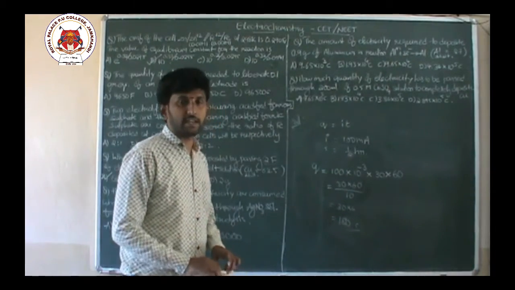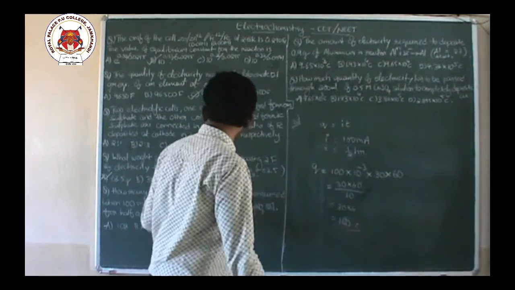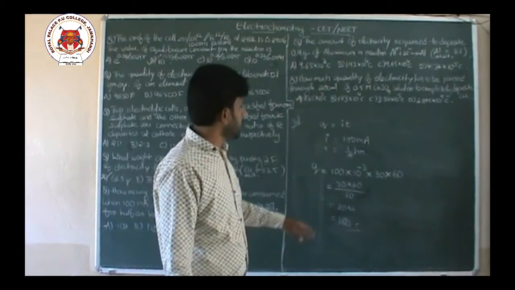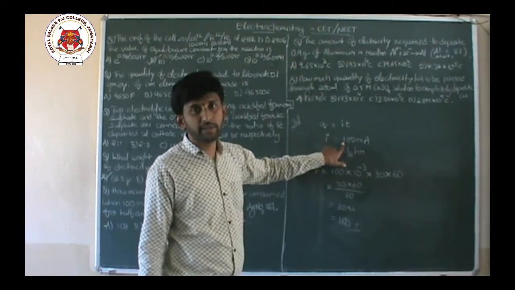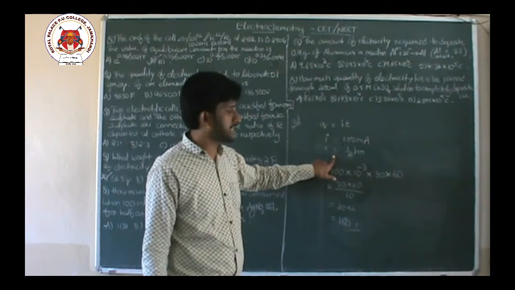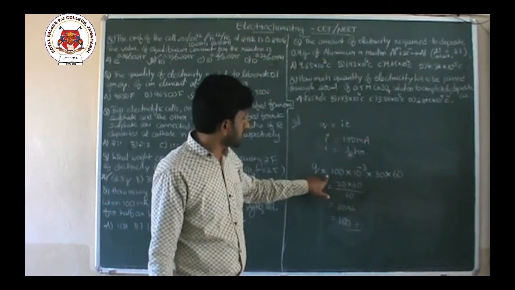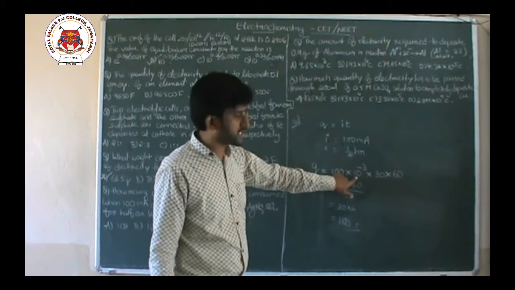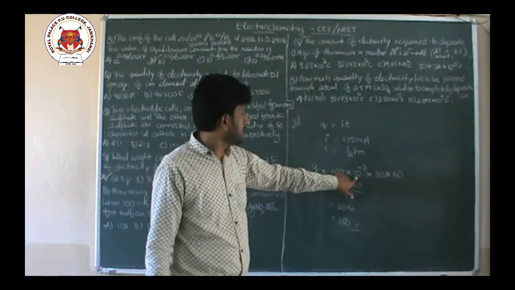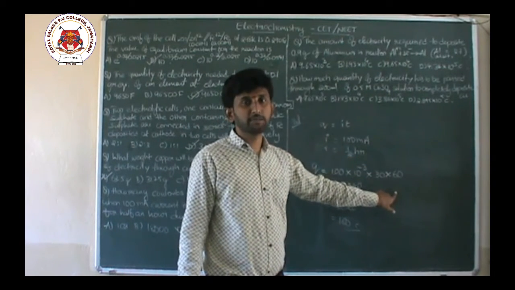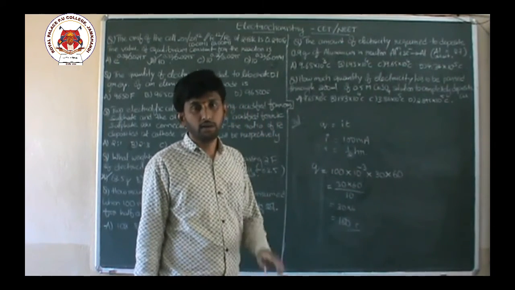So first thing is they are given current in milliamperes, time in half an hour, and they want the total charge in coulombs. If you want the charge in coulombs, you need to substitute current in amperes, time in seconds, because ampere second is coulomb, 1 coulomb. So charge is equal to 100 into milliamperes converted to amperes with 10 raised to minus 3 multiplication. Half an hour converted to seconds means 30 minutes into 60 seconds. So the total calculation comes to be 180 coulombs.